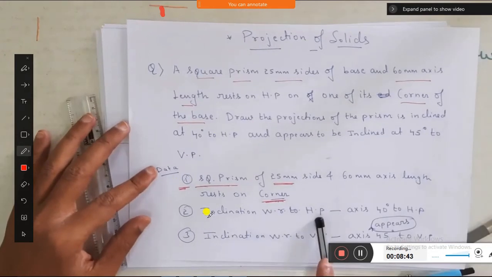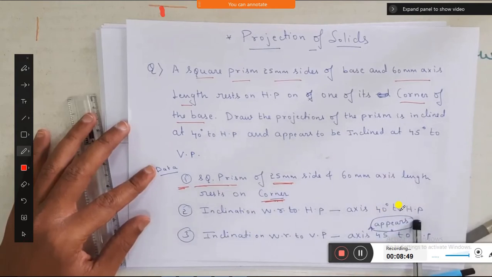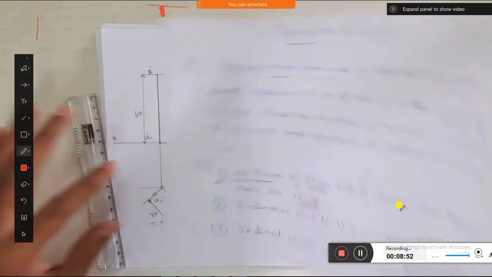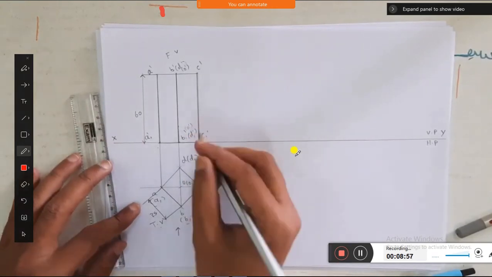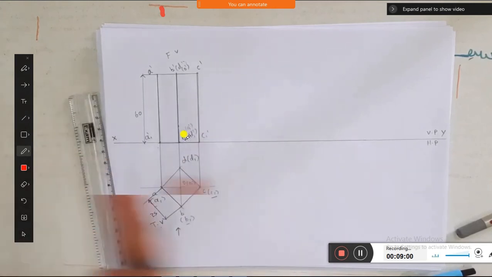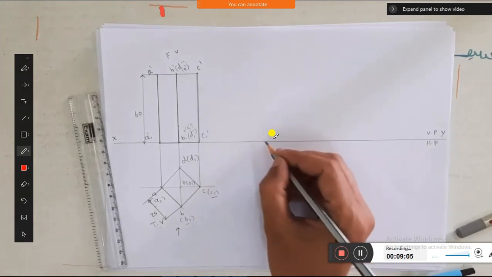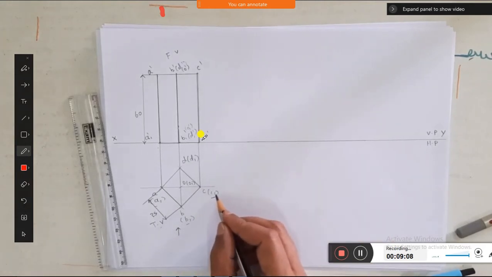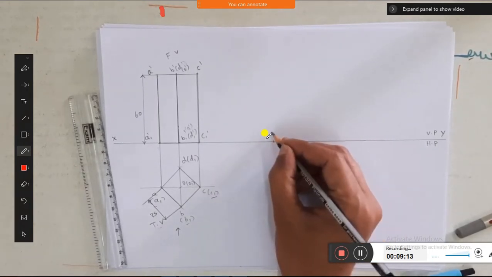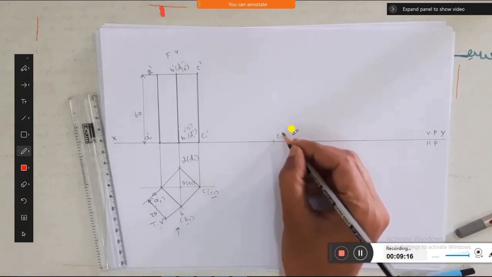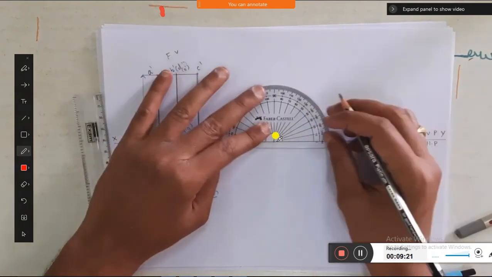Come to the second position, inclination with respect to HP. So the axis is inclined at 40 degrees. Either you can take the axis inclination or you can take the base inclination. So either you easily incline this base like this, or you can draw the axis like this, and that should be on the right side. The resting position is on the right side and the lifting is on the left side. So first you mark this C point, C dash. It is a fixed one, the C1 dash is a fixed one.